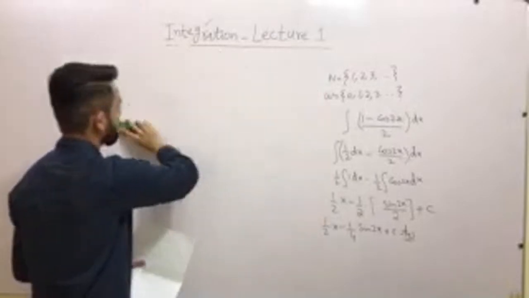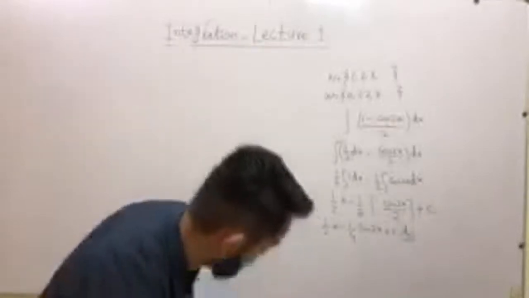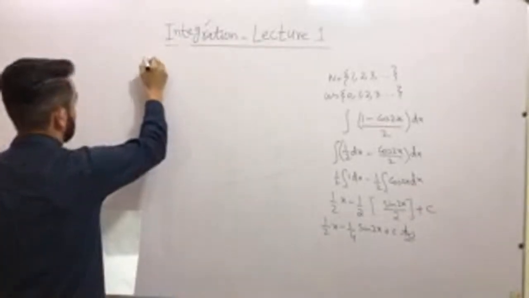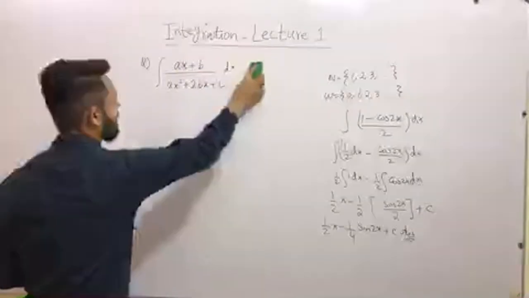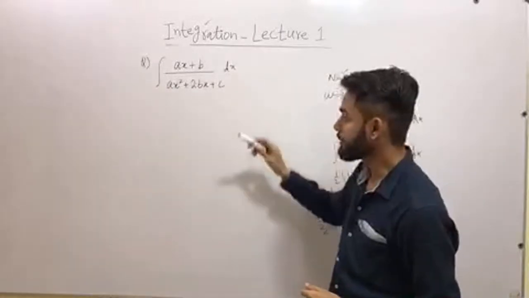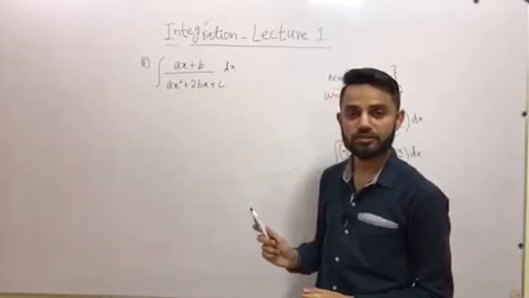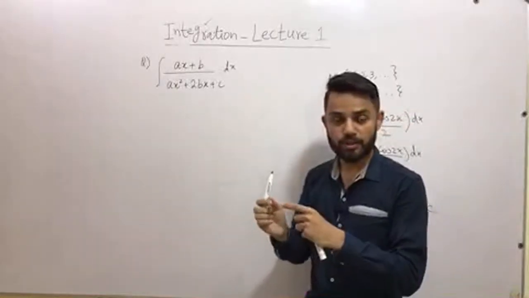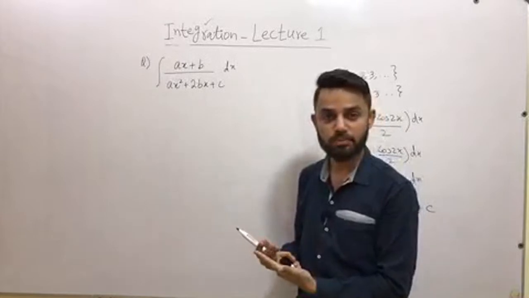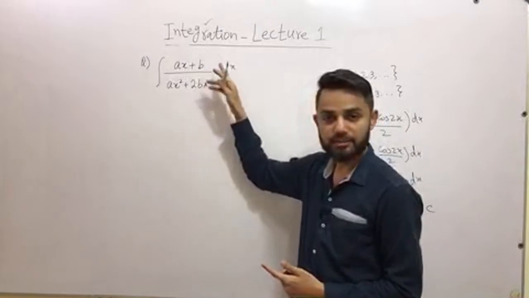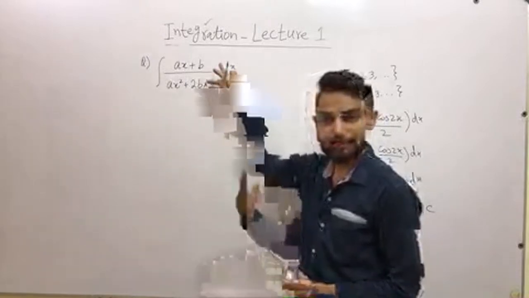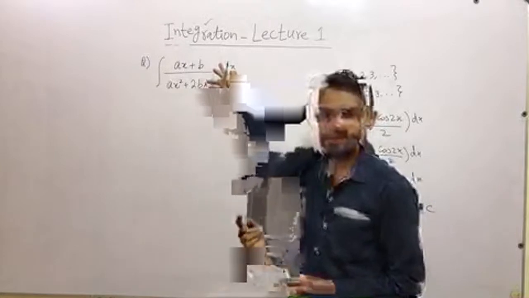So let's solve another one. Okay, ax plus b over... this question. Whenever we have a fraction within an integral, first of all we have to check whether the function in the denominator has its derivative present in the numerator. If the function is present in the denominator and its derivative is present in the numerator, then you can simply take the natural log of that function.